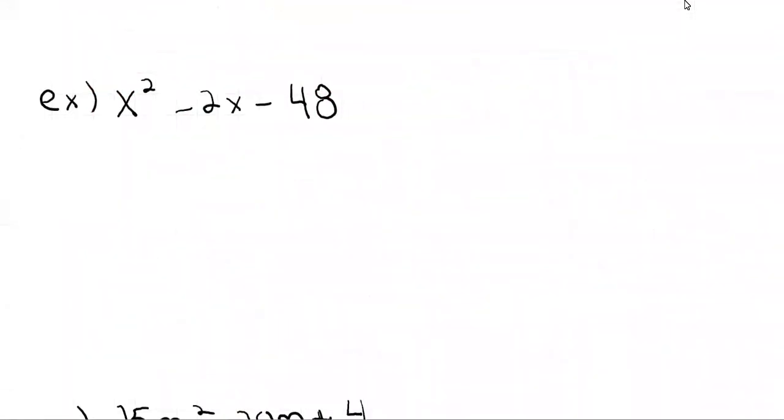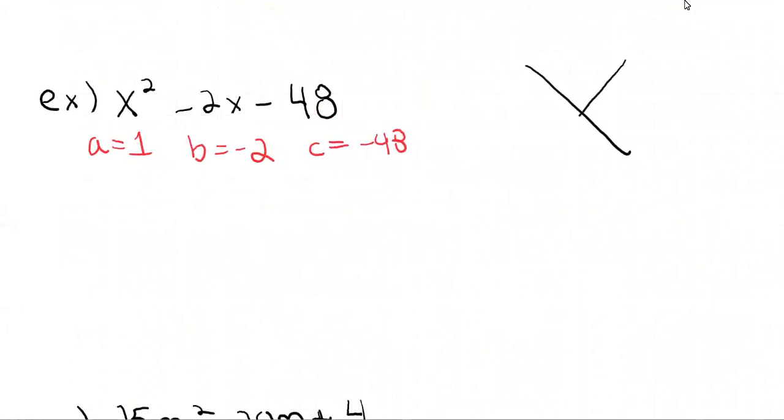This time, let's say A in this problem is going to be 1, B is going to be negative 2, and C is negative 48. And A is 1 because when we don't see the number in front, we assume it's a 1. All right, so at the top of the X is A times C, or 1 times negative 48, which is just negative 48. The bottom of the X is the B term, which is negative 2.